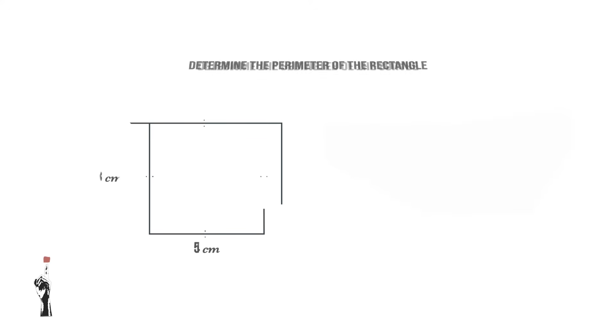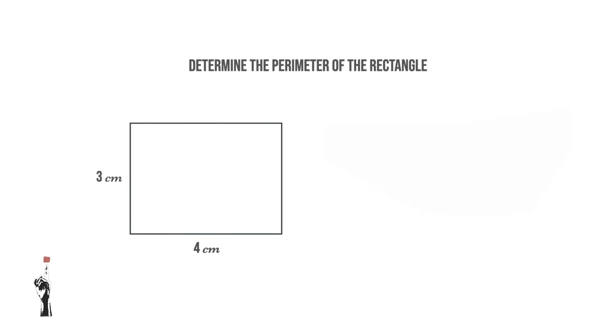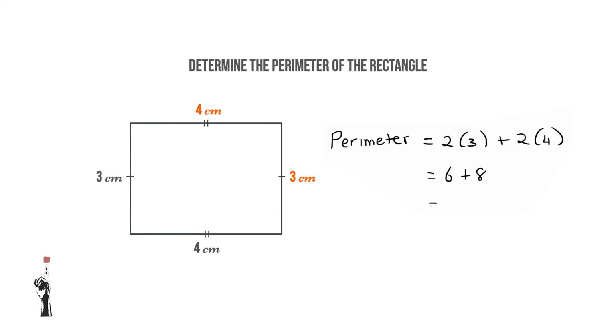To determine the perimeter of this rectangle, I know that the two pairs of opposite sides are equal. Therefore, this side is also 3 centimeters and that side is also 4 centimeters. Therefore, my perimeter is equal to 3 plus 3 plus 4 plus 4, or 2 times 3 plus 2 times 4. 6 plus 8 is equal to 14 centimeters.